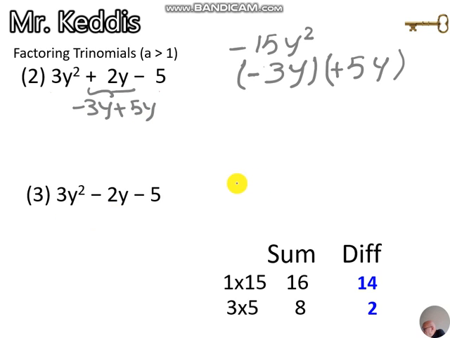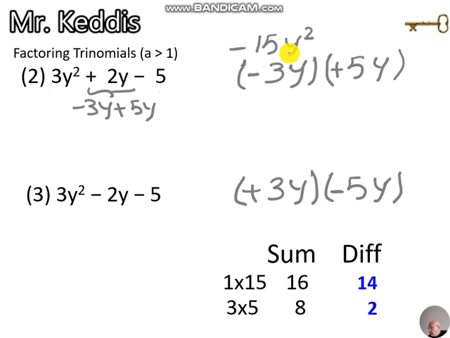Here, the same thing. I'm going to multiply 3y times 5y. Here, negative means the negative 5y here, and this is positive. When I combine this, I get negative 2y. When I multiply them, I get negative 15y squared. I'm going to replace the negative 2y here by 3y minus 5y.